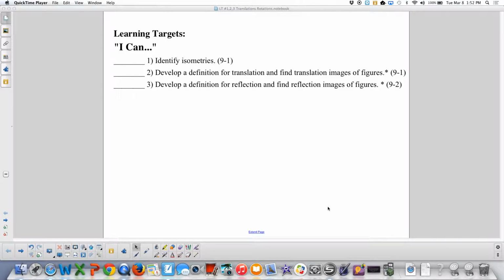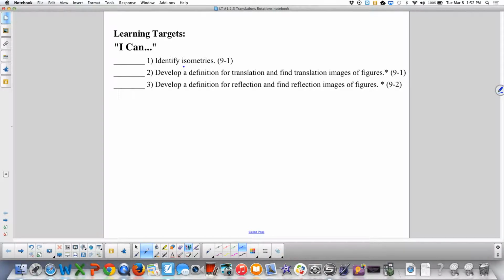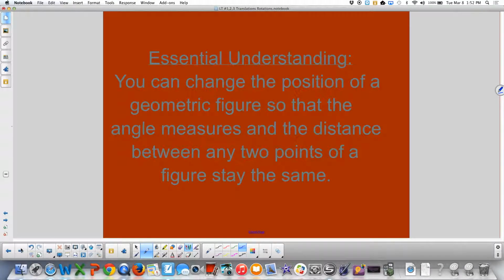This movie deals with learning targets 1, 2, and 3. It is to identify isometries. We're going to develop a definition for translation, which is a movement, and develop a definition for reflection. Our essential understanding is that you can change the position of a geometric figure so that the angle measures and the distance between any 2 points of a figure stay the same.